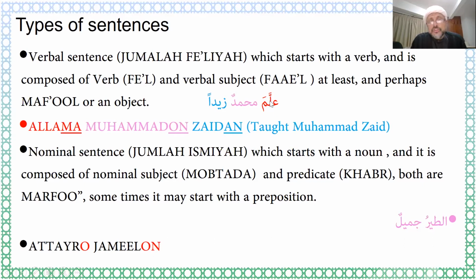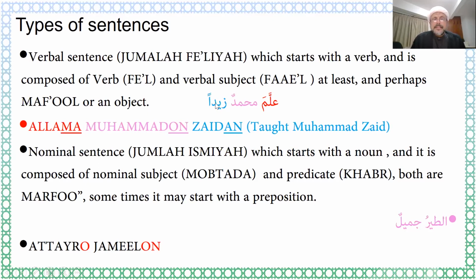Allama Muhammadun, taught Muhammadun. Okay, I've kept this Allama Muhammadun. Under the line is the vowel sign. Because in English, we don't have vowel signs. We represent those vowels with letters. Allama, ma, a. Muhammadun, because there's no alif wal lam, so we have un. Zaidan, there's no alif wal lam, so an, double tanween, vowel with the noon.